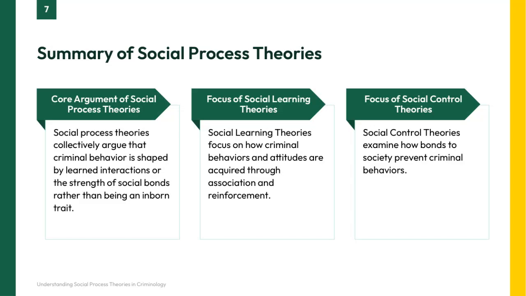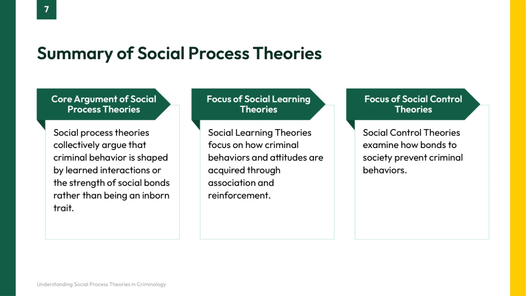Social process theories center around the idea that criminal behavior isn't something we're born with, but rather something we learn through our social interactions and relationships. Essentially, these theories suggest that the strength or weakness of our social bonds influences whether or not we engage in criminal activity. Within this broad framework, social learning theories dive into the specifics of how people adopt criminal behaviors and attitudes through their associations with others and the reinforcements they receive.